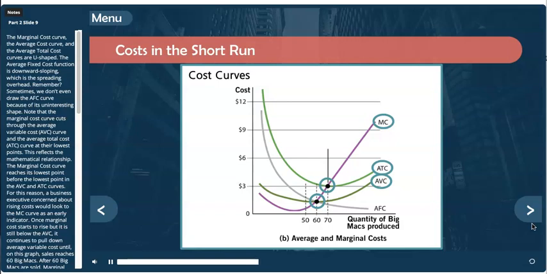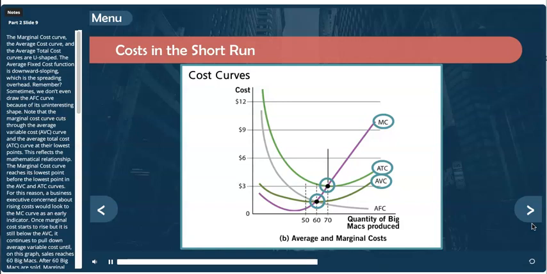Once marginal cost starts to rise, but it is still below the AVC, it continues to pull down the average variable cost until, on this graph, sales reach 60 Big Macs. After 60 Big Macs are sold, marginal cost is above the AVC, and the AVC begins to rise as well.